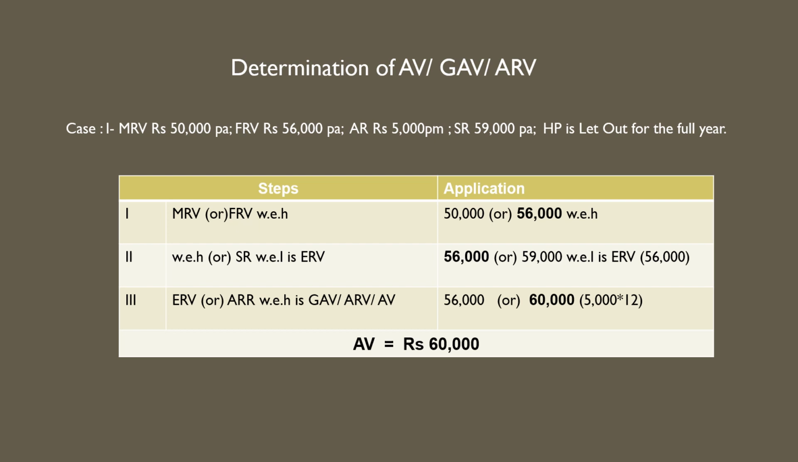Now, the ERV is compared with the ARR, that is the actual rent received. The actual rent is 5,000 per month, which is 60,000 per year. Hence, whichever is higher will be the annual value.